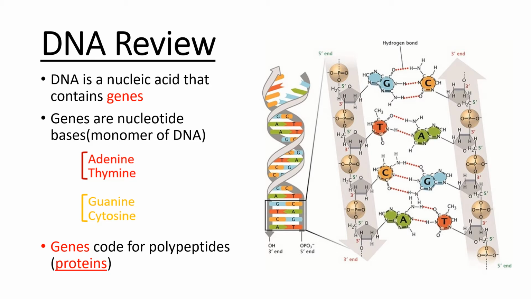The reason that DNA is so important when we talk about protein synthesis is because DNA is encoding those genes, right? That important information gives the directions to make polypeptides or proteins. So that's why DNA is so important in this process.